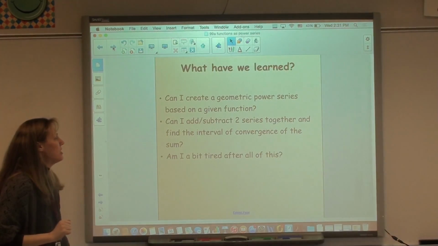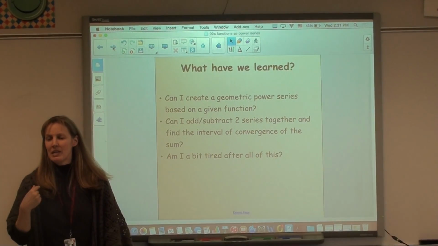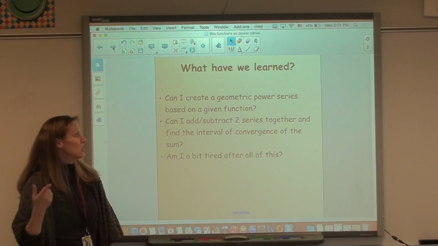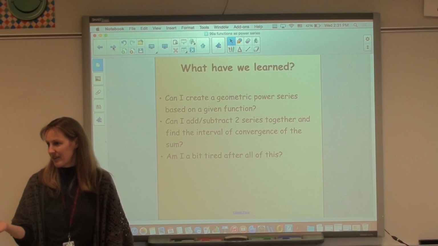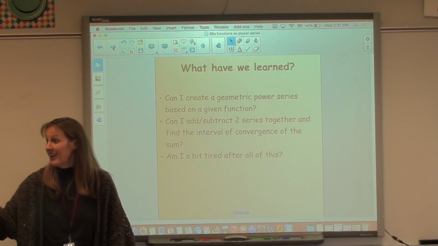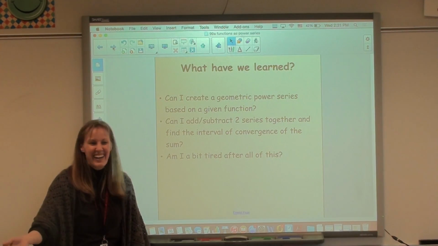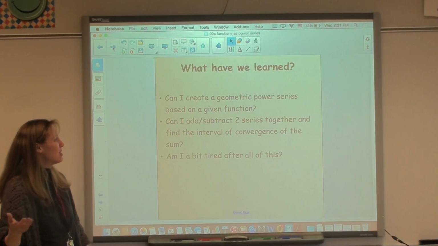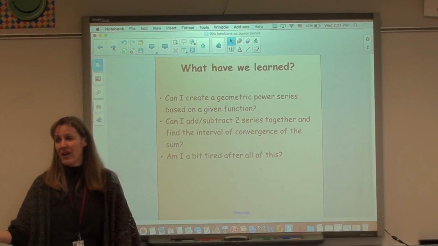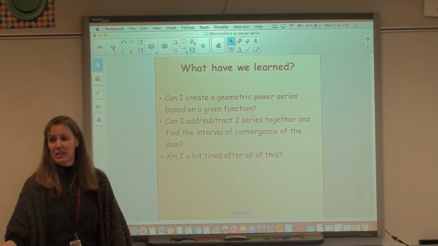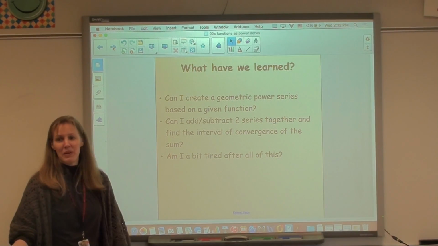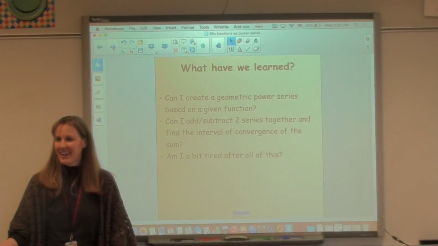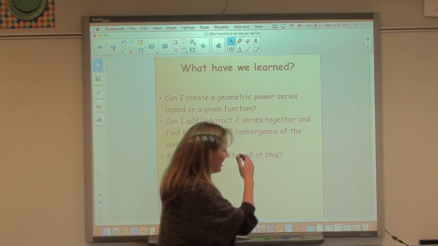Okay, so here's what have we learned? Can you create a geometric power series based on a given function, just like an a over 1 minus r? Doesn't that feel really easy now? Good. Can you add or subtract two series together and find the interval of convergence of the sum or difference? Right? Good. Are you a bit tired? I'm very tired. Good. All right. Good lesson.